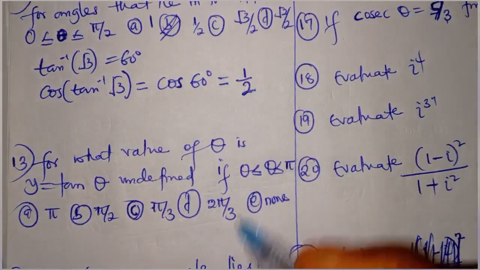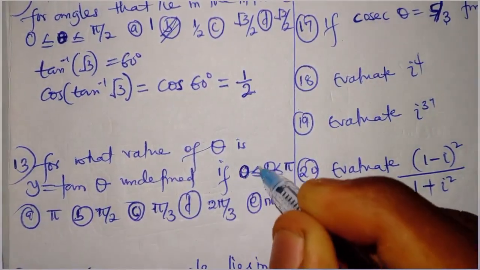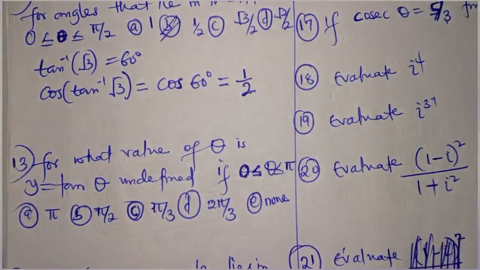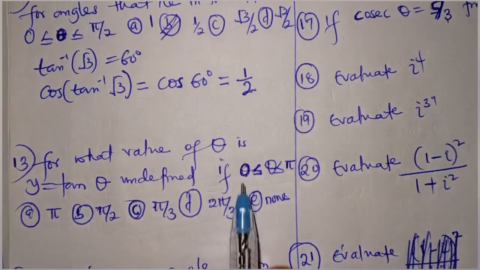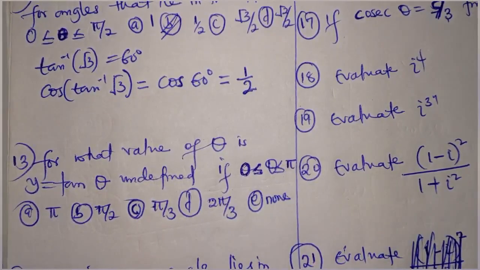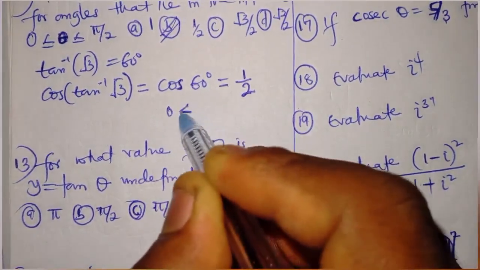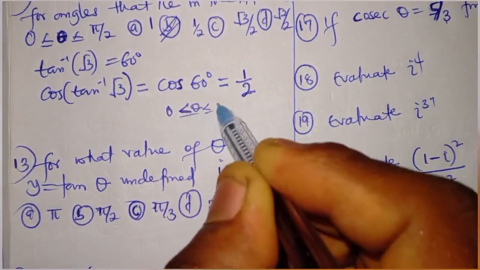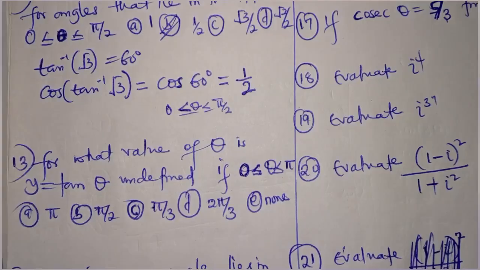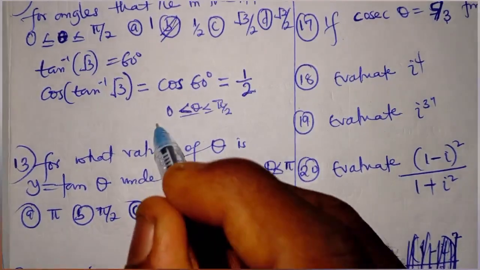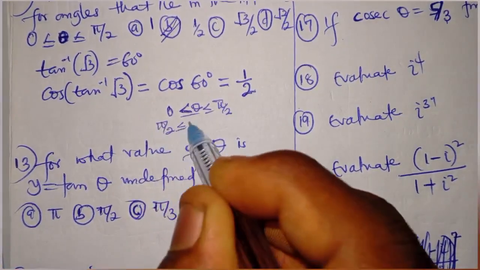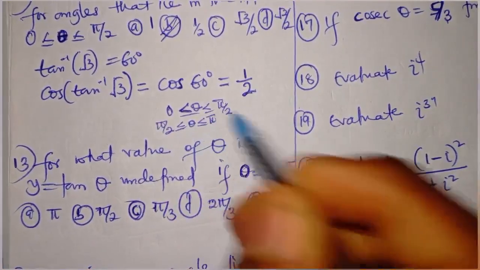Question 13. For what value of theta is y equal to tan theta undefined if 0 is less than or equal to theta and theta is less than or equal to pi? Okay, this time it is not pi over 2, it's pi, between 0 and pi. In the first quadrant, we have 0 less than theta, and theta is less than or equal to pi over 2. Then in the second quadrant, it is from pi over 2 less than or equal to theta, and theta is less than or equal to pi.